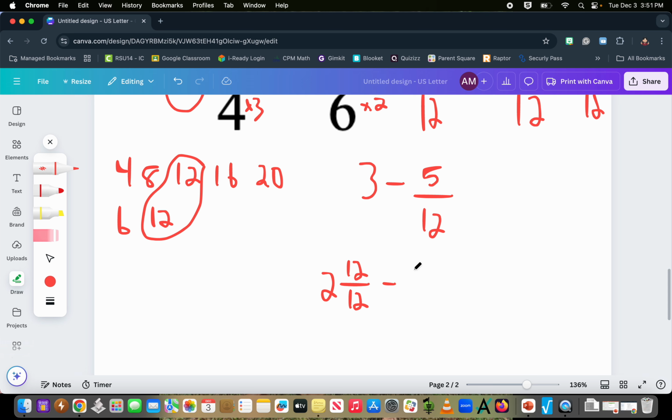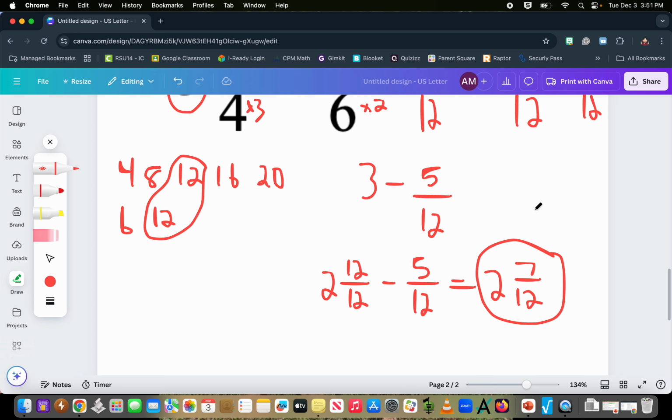So now all I need to do is rewrite my other fraction, which was 5 twelfths. And now I have common denominators, and I'm just going to subtract my numerators. So my 2 is going to come along for the ride, right over here. And I've got 12 minus 5, which is going to give me 7, and the denominator does not change. So 2 and 7 twelfths.